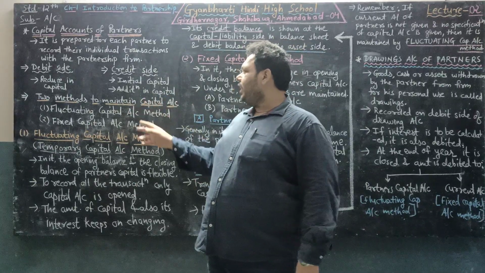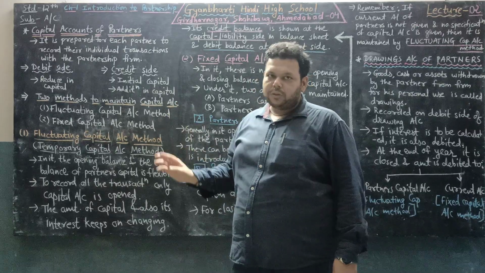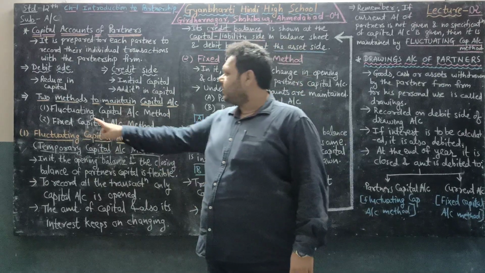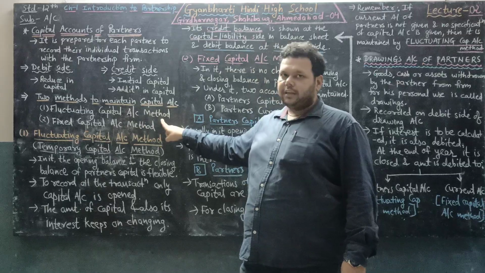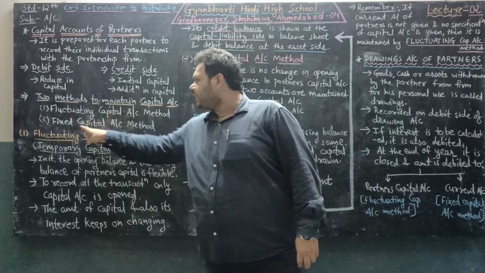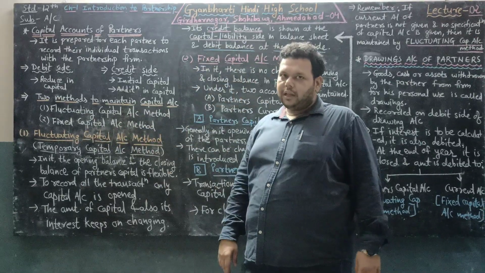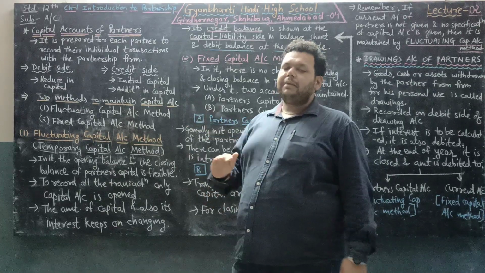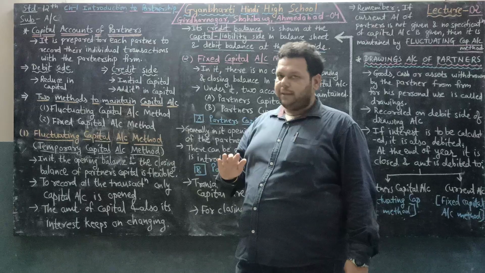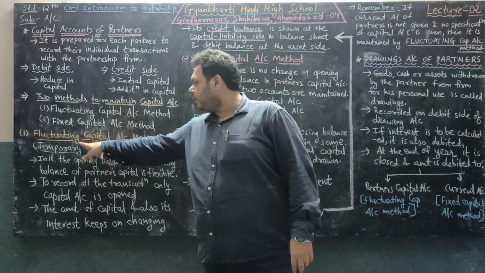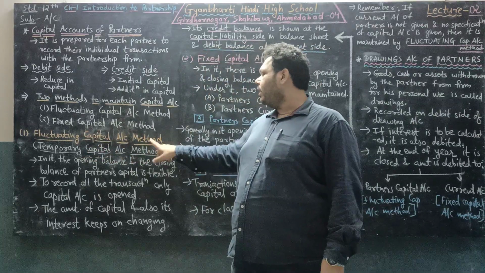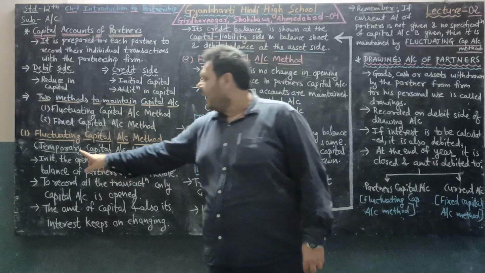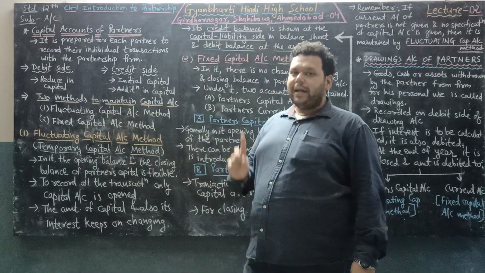Generally, to maintain capital accounts, there are two methods. First is the fluctuating capital account method, and second is the fixed capital account method. The basic difference in both methods is whether the opening and closing balance are the same or not. So first we will study the fluctuating capital account method, which is also known as the temporary capital account method.